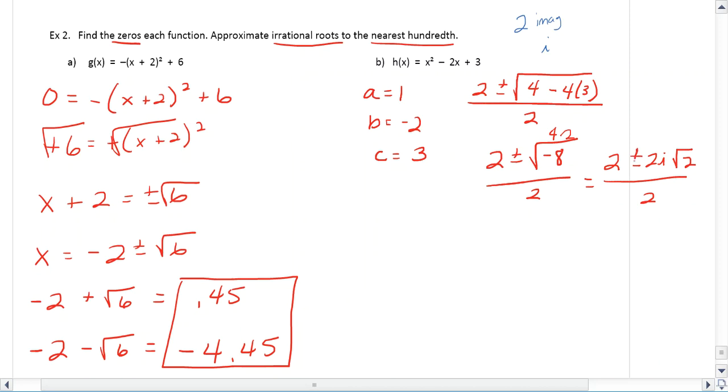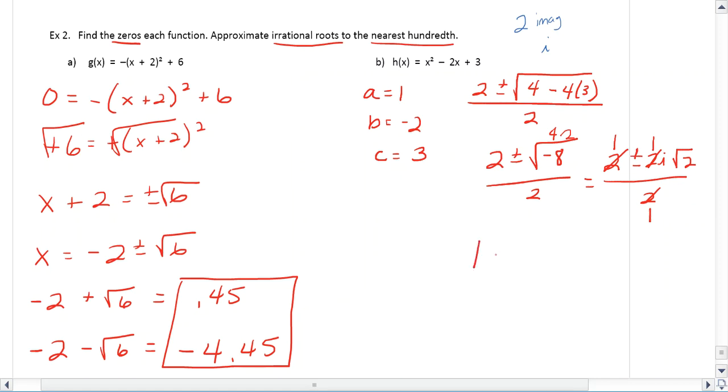Remember, this is all or nothing for reducing. And since every one of these terms has a 2 in it, I can divide it out. 2 divided by 2 is 1. 2 divided by 2 is 1. 2 divided by 2 is 1.